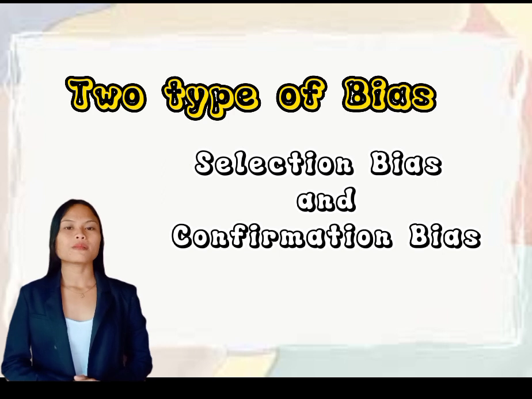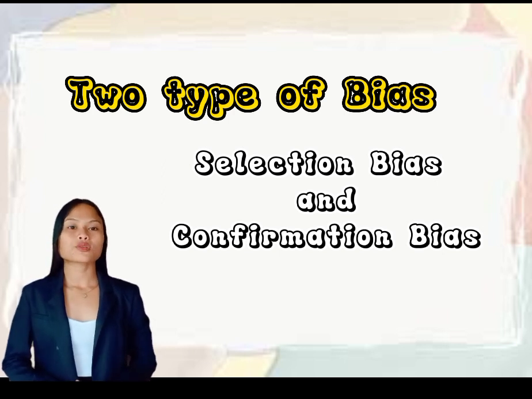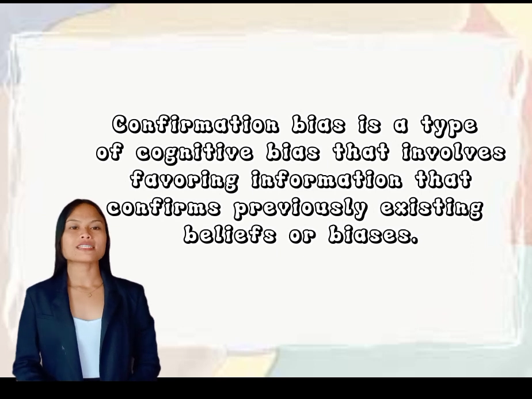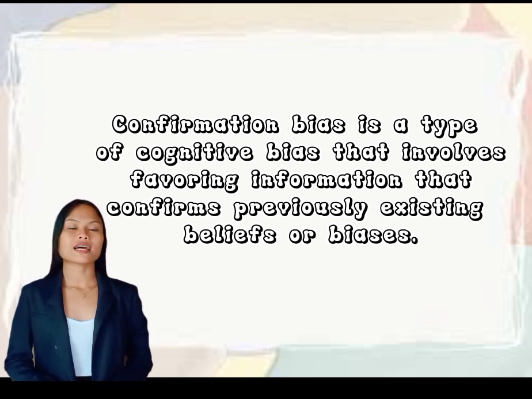For example, imagine that a person holds a belief that left-handed people are more creative than right-handed people. Confirmation bias is a type of cognitive bias that involves favoring information that confirms previously existing beliefs or biases.